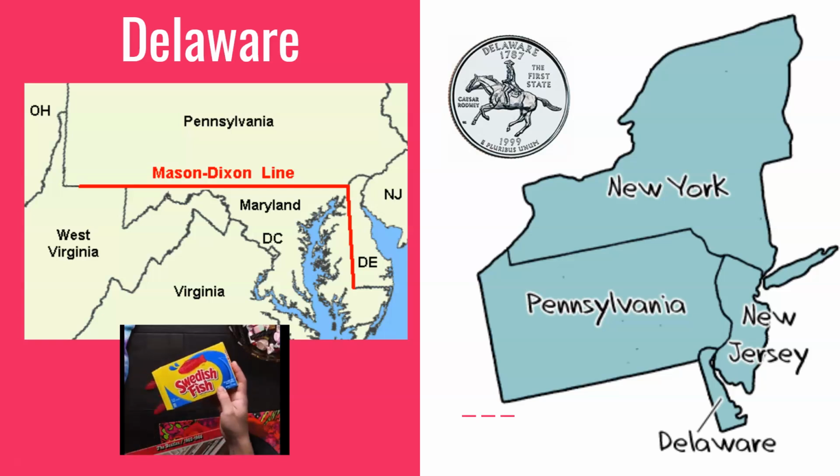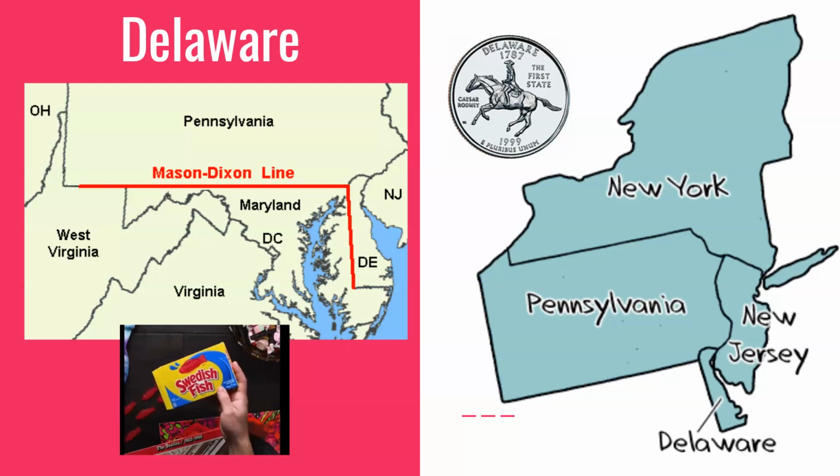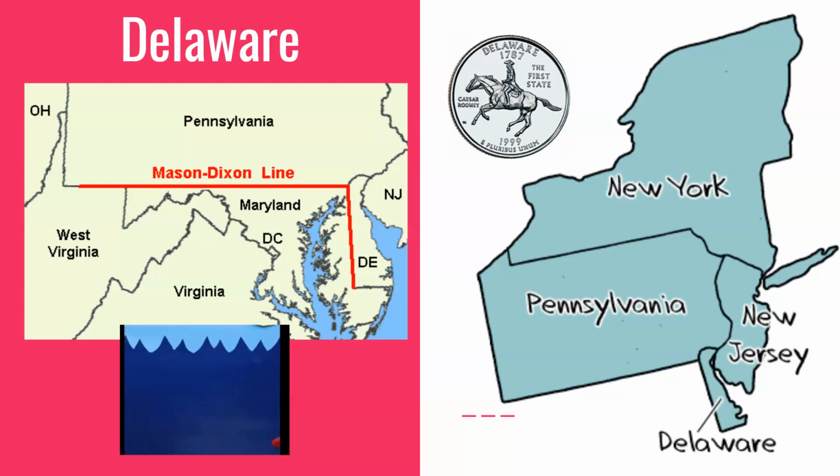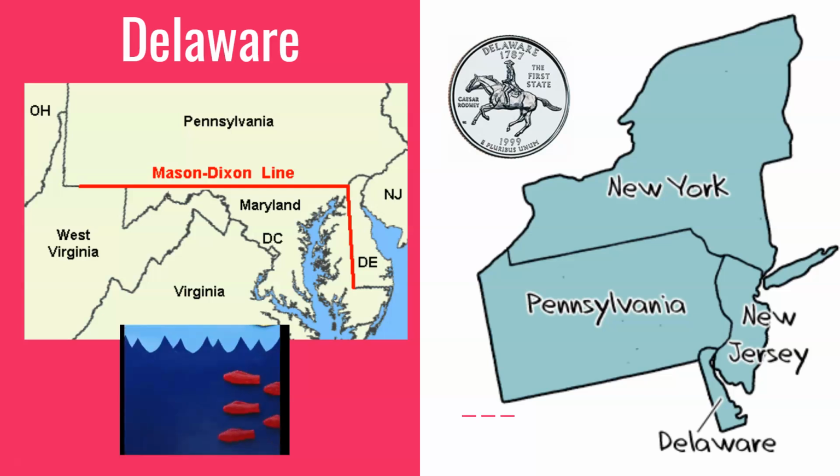And so today, if it's in the South, how do you know it's in the South? Well, it's south of the Mason-Dixon line, the line that separates Pennsylvania from Maryland. Isn't that exciting? So exciting.